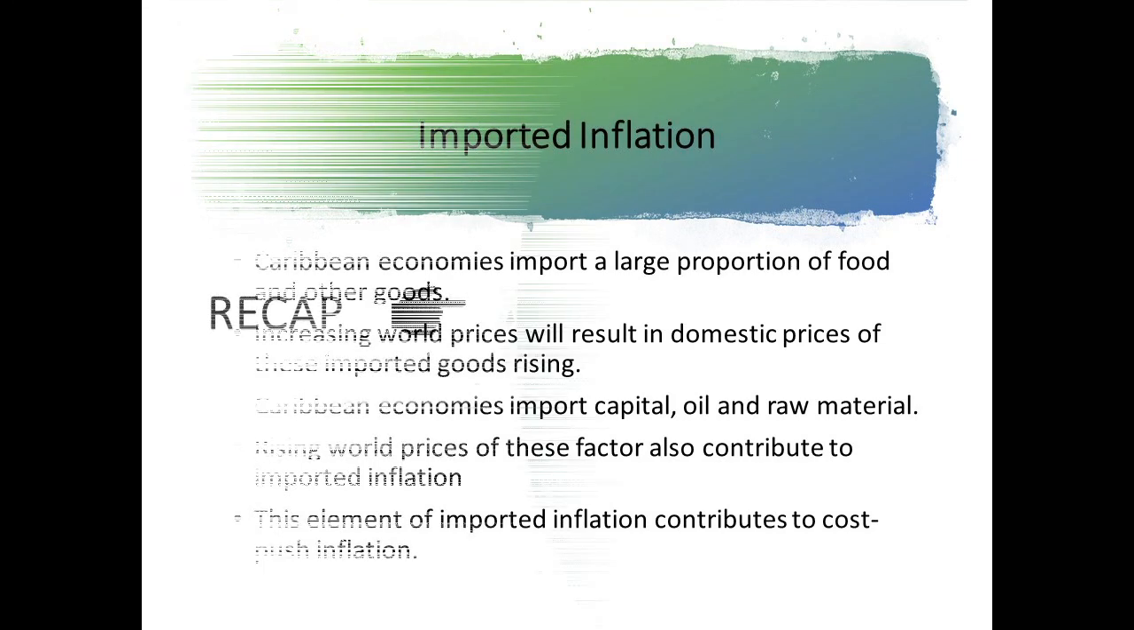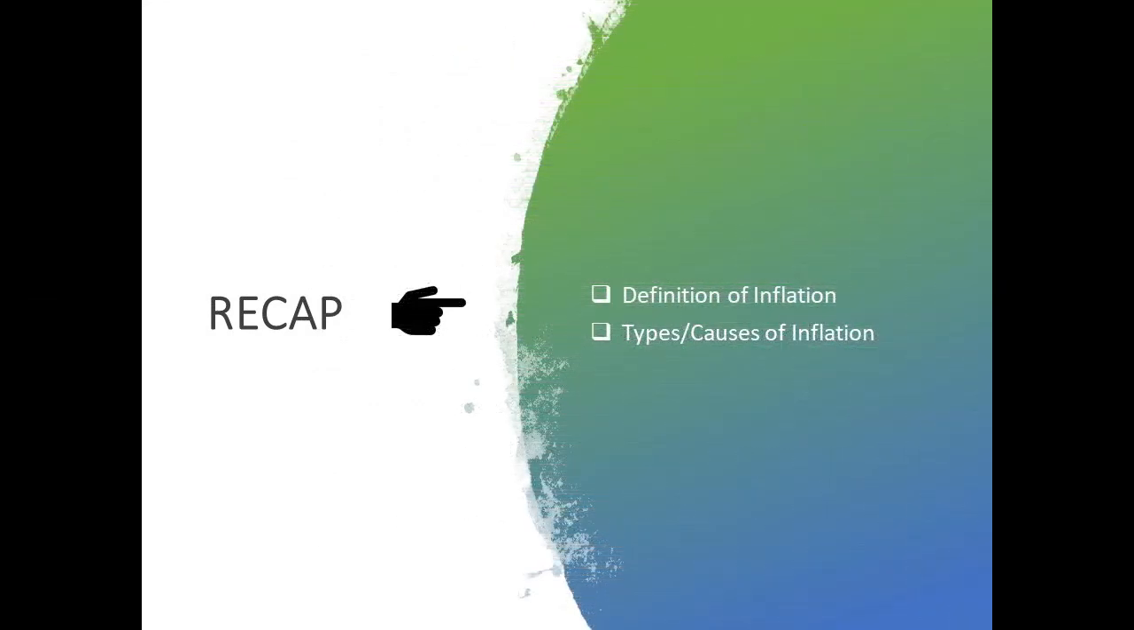So let us recap. We looked at the definition of inflation, which is a steady and continuous rise in the general price level in the economy. We also looked at the types or causes of inflation. These were demand pull inflation, cost push inflation, liquidity or increase in money supply, and imported inflation.